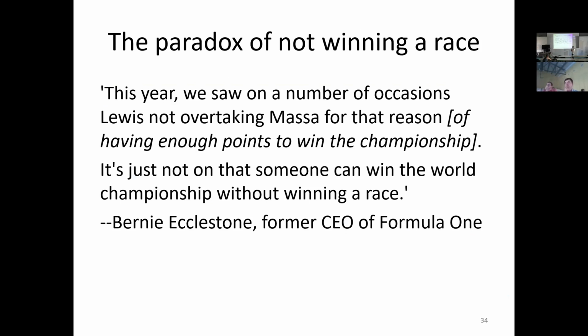Organizers want athletes to try to win in every race. It makes things exciting, keeps fans coming to tournaments, buying tickets. Slow and steady does not cut it.